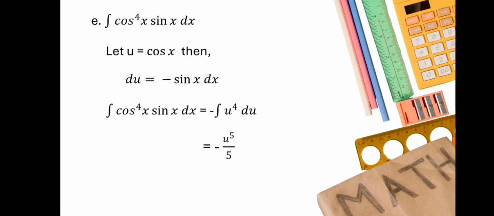So apply the power rule of integration. We now have negative u raised to 5 all over 5. Then substitute the value of u, which is cosine x. So we now have negative cosine raised to 5x all over 5 plus c. So the integral of cosine raised to 4x sine x with respect to x is equal to negative cosine raised to 5x all over 5 plus c.